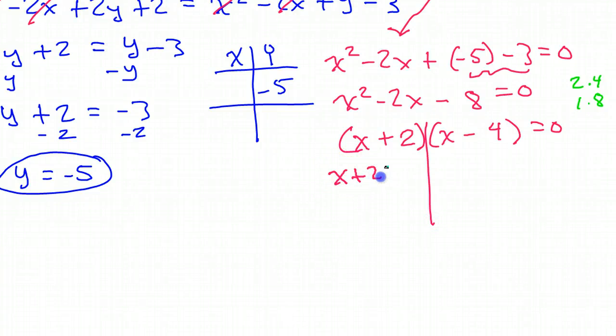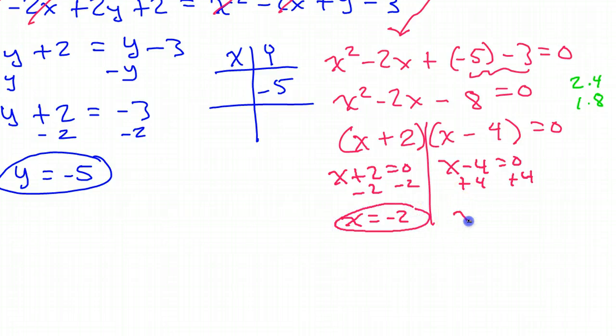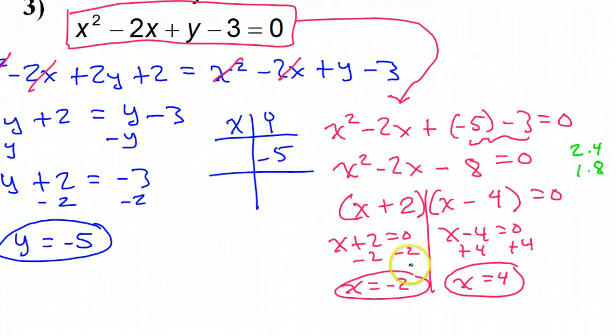So I will do x plus 2 equals 0 and x minus 4 equals 0. Subtracting 2, adding the 4 gives me x equals negative 2 and x equals positive 4. Okay, well, what am I going to do with, I've got two x values. Alright, I've got negative 2 and 4, but only one y value. What am I going to do there?